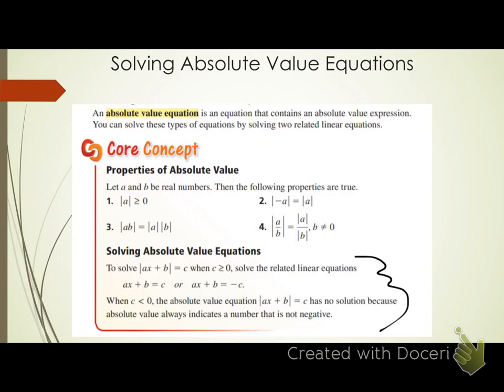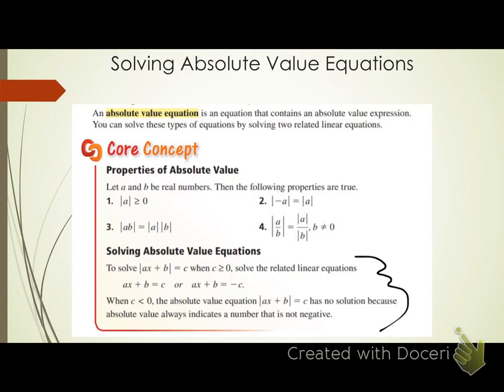An absolute value equation is an equation that contains an absolute value expression. You can solve these types of equations by solving 2 related linear equations. One equation that accounts for the positive value, one equation that accounts for the negative value. So some properties of our absolute values. Let a and b be real numbers, then the following properties are true.